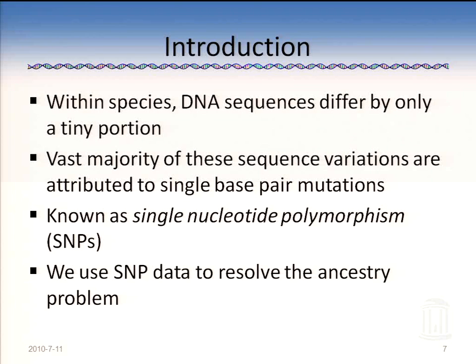So in the work, we use SNP data. This is because in these species the vast majority of these mutations are actually due to single base pair mutations. These are called single nucleotide polymorphisms, or SNPs. It is an efficient way to get the variants.